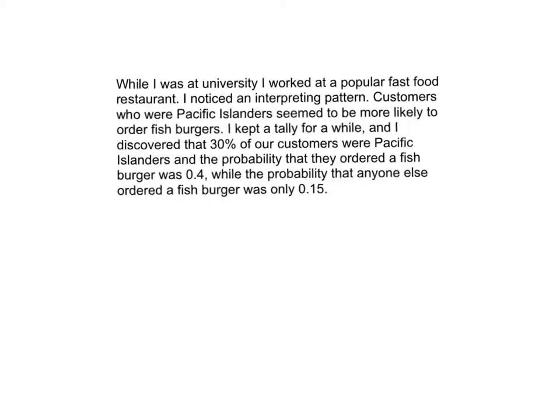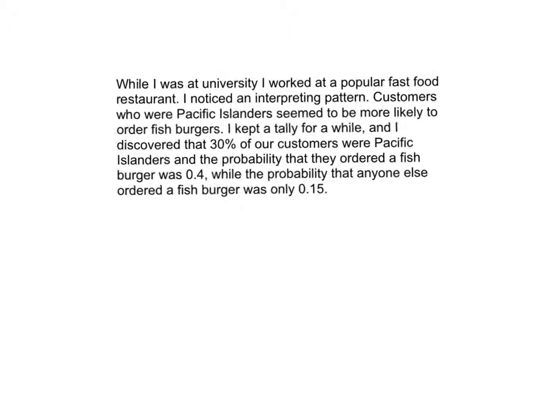Here's a story. While I was at university, I worked at a popular fast food restaurant, and I noticed an interesting pattern. Customers who are Pacific Islanders seem to be more likely to order fish burgers. I kept the tally for a while and discovered that 30% of our customers were Pacific Islanders, and the probability that they ordered a fish burger was 0.4, while the probability that anyone else ordered one was only 0.15.